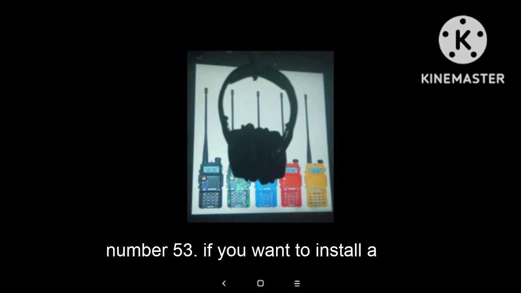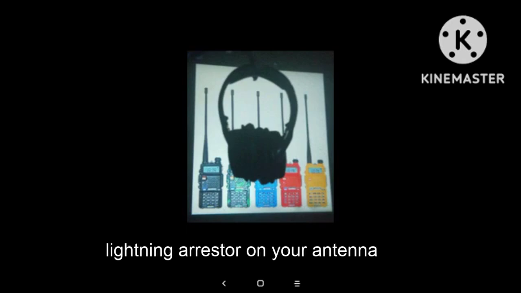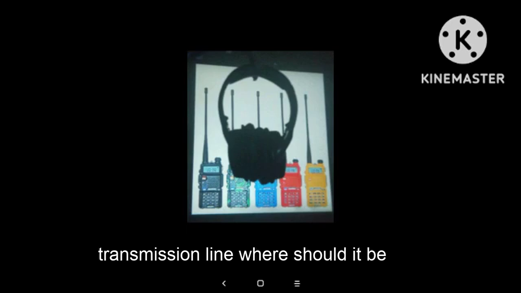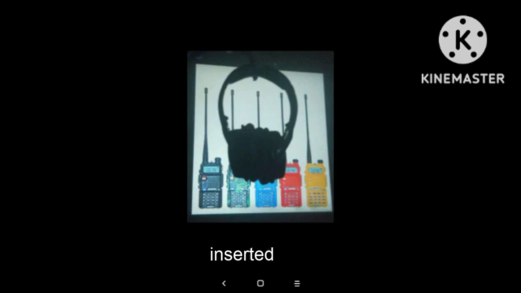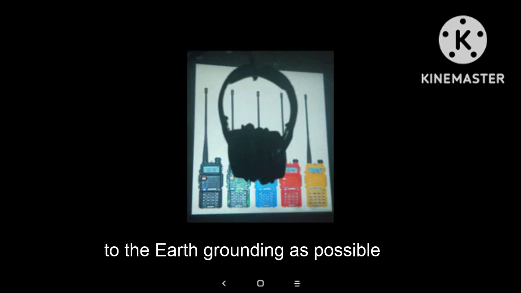Number 53. If you want to install a lightning arrestor on your antenna transmission line, where should it be inserted? Outside, as close to the earth grounding as possible.